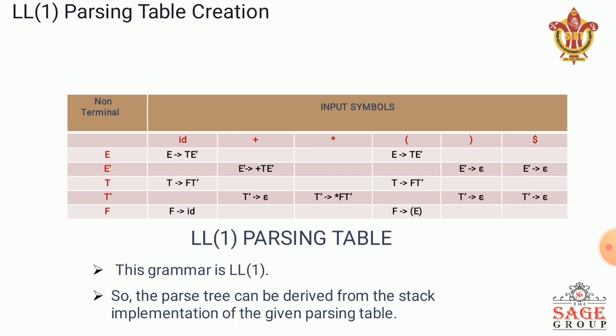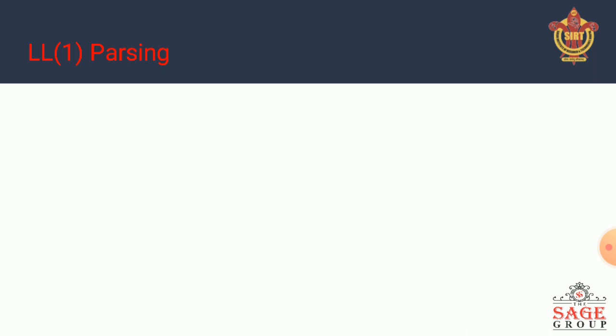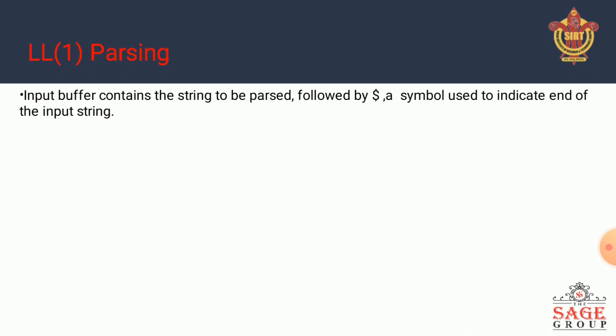The parse tree can be derived from the stack implementation of the given parsing table. Now we use this parsing table for applying the rules of the parsing procedure. Now we discuss LL1 parsing. As we saw in the previous slide, some data structures are required: the input buffer, stack and parsing table. Previously we just created a parsing table. By using this parsing table, we can apply the parsing procedure here.